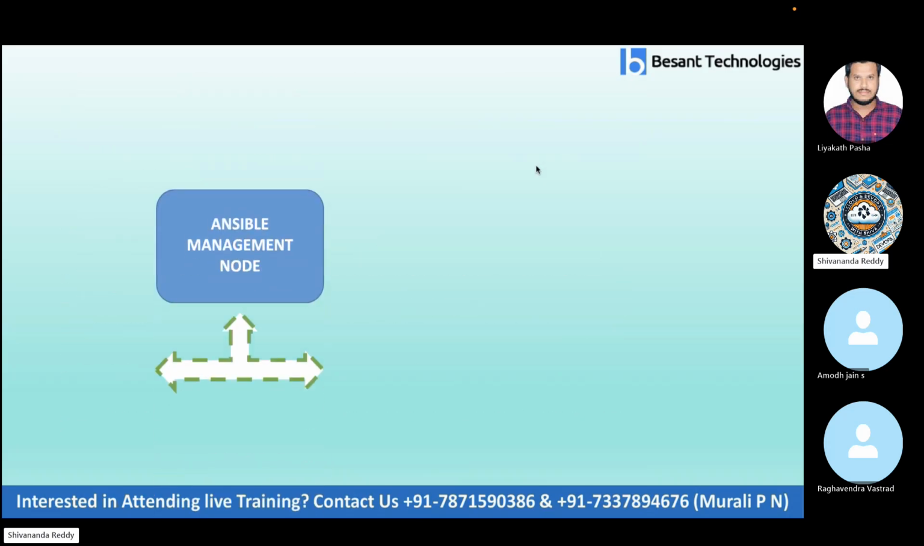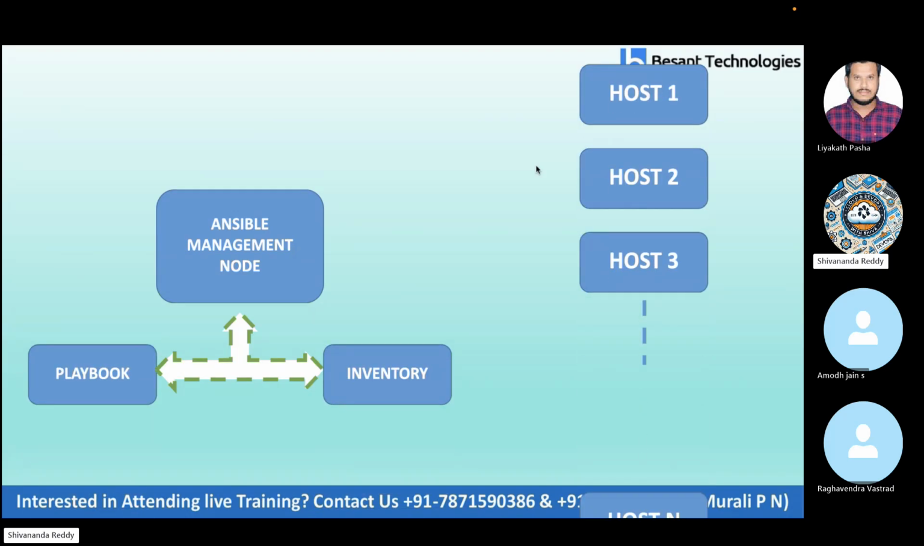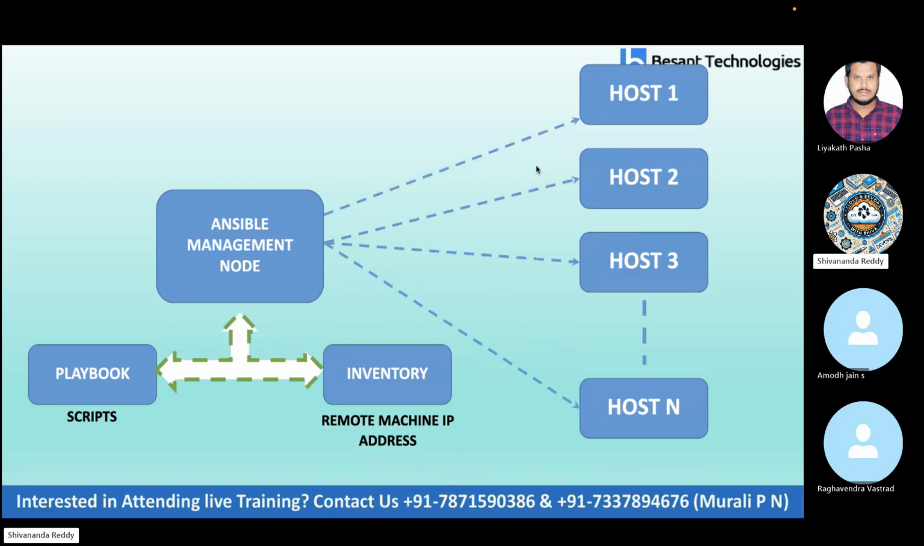Architecture wise, if we discuss, we have an Ansible management node, called the control plane, where the playbook and the inventory will be. We have the host machines, and those are all connected via SSH. Playbook means scripts, and inventory means remote machine IP addresses.